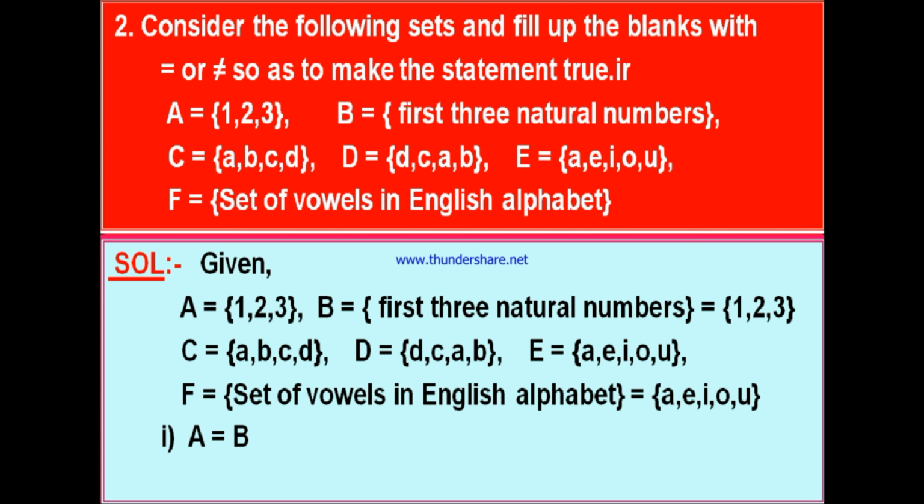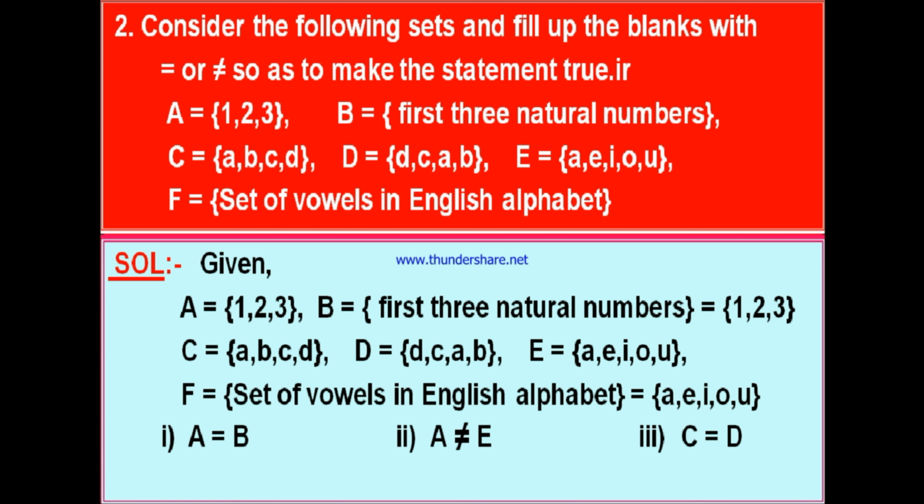Now the first bit, A and B are given. Are they equal? We have to find out. Look at A and B. The set A contains the elements 1, 2 and 3. Set B also has the same elements. Therefore, you can write A is equal to B.